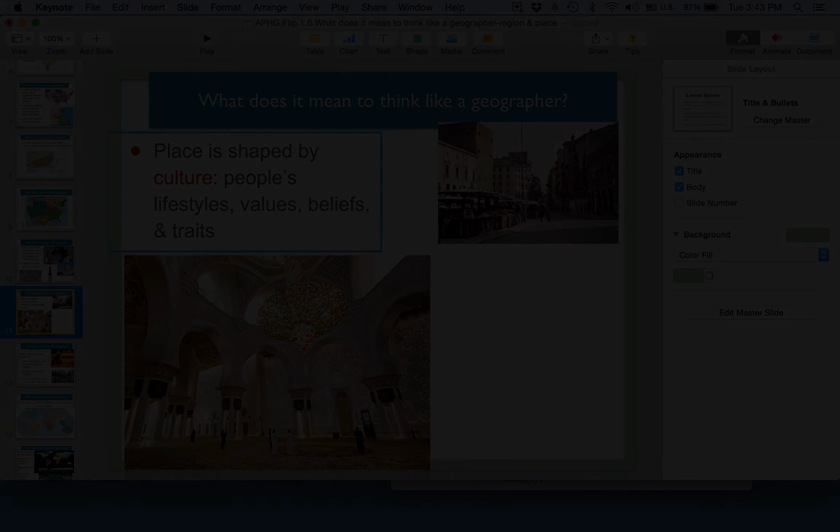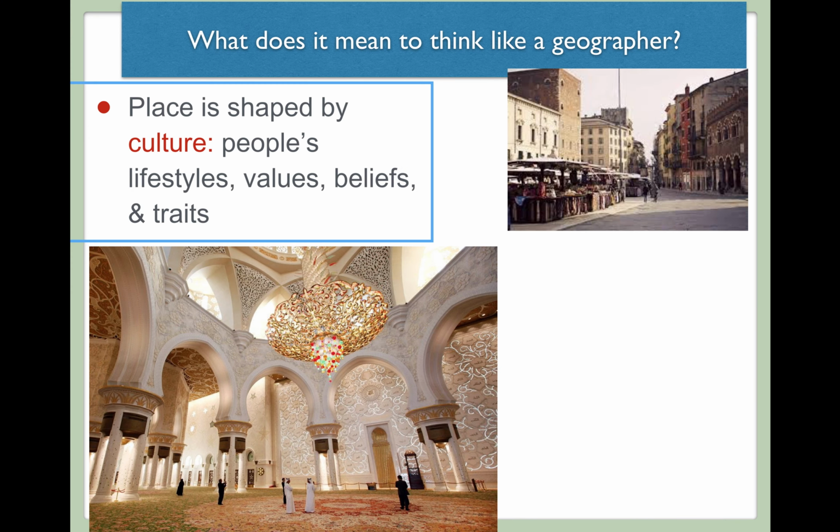As I just mentioned, place is shaped by, you could put that on the left-hand side, place is shaped by, and then underneath that, culture. And on the right-hand side, which is, of course, our people's lifestyles, our values, our beliefs, we have a mosque down there in Abu Dhabi. We have a market up there in the top right from Italy. Our culture shapes what makes a specific place feel like this place. What do we believe? What do we practice? What do we value here?